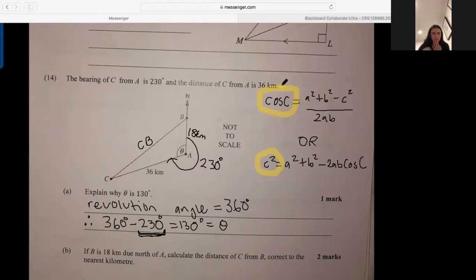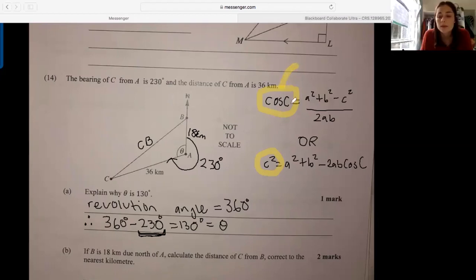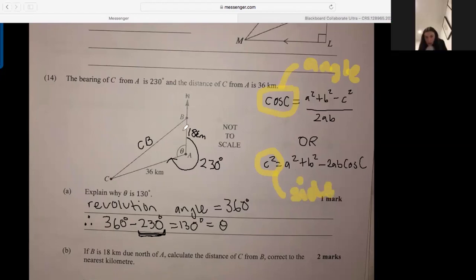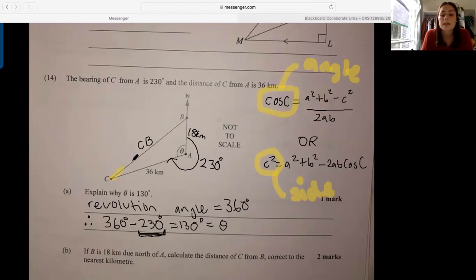Not really. If there ever is cos something out the front, like cos C or sine C, that's when you're calculating an angle. And if there's ever just a letter out the front, such as C, that's when you're calculating a side. So in this one, we're trying to calculate CB, and CB is a side. And so we'll use this one here.